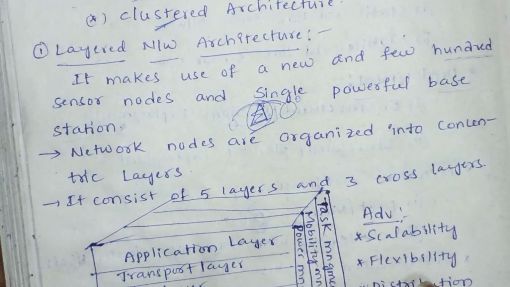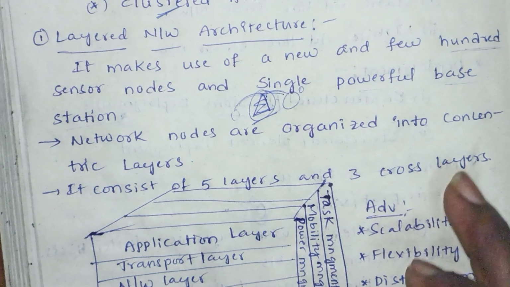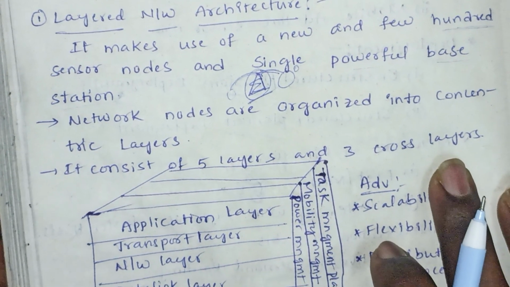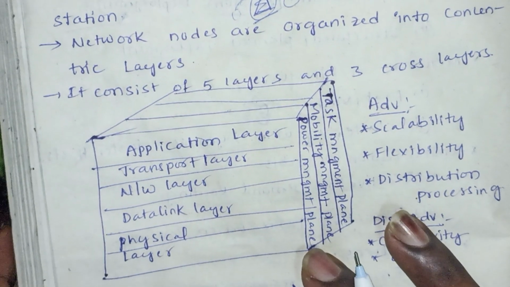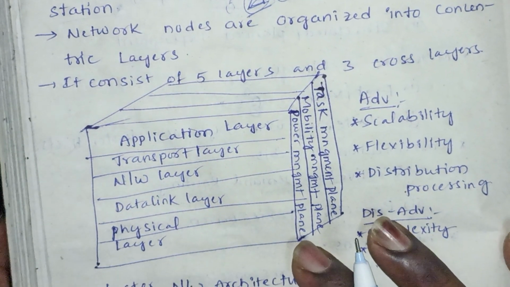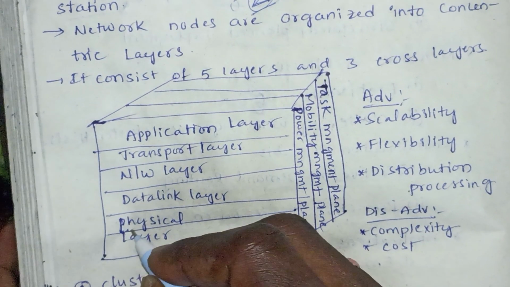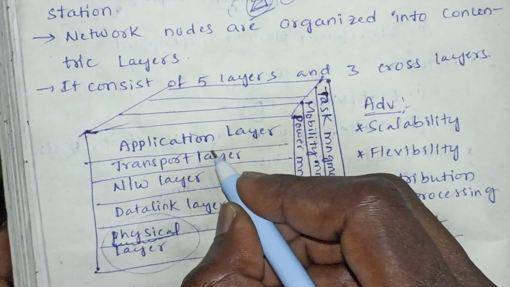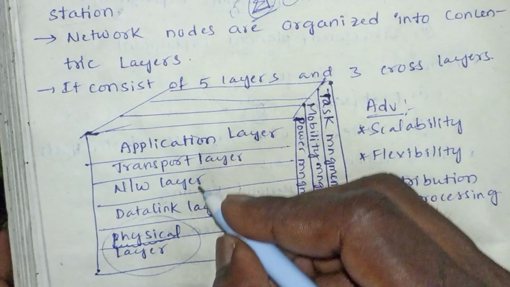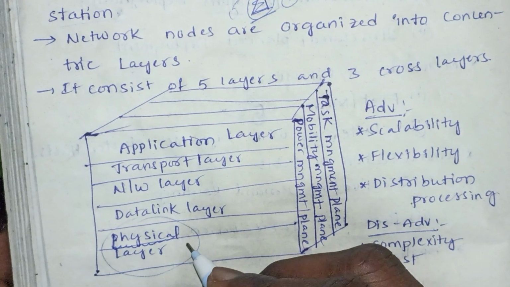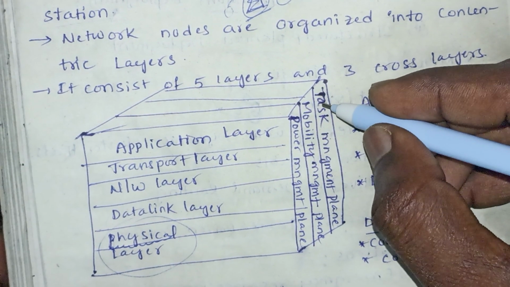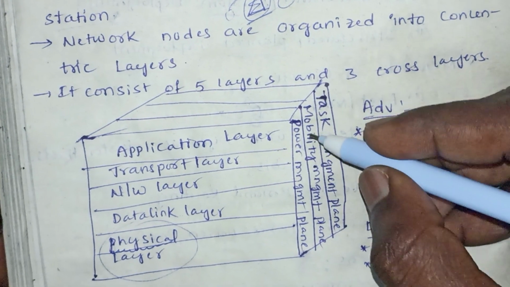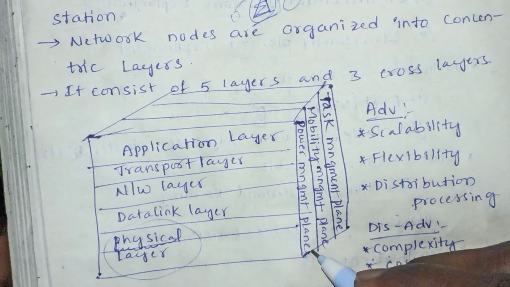Next, network nodes are organized into concentric layers. It consists of 5 layers and 3 cross layers. What are those? In computer networks also we know the layers: physical layer, data link layer, network layer, transport layer, and application layer. These all are the 5 layers. And the 3 cross layers, what are those? Task management plane, mobility management plane, and power management plane. These are the 3 different types.